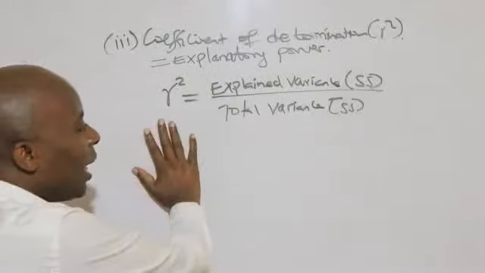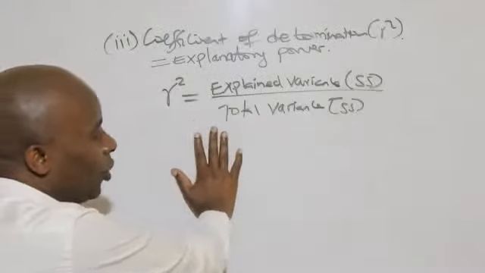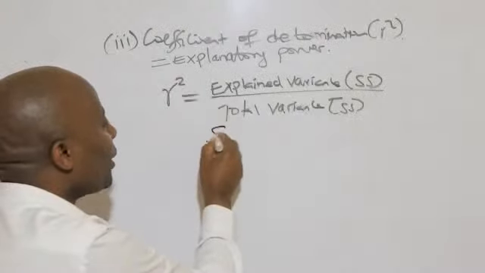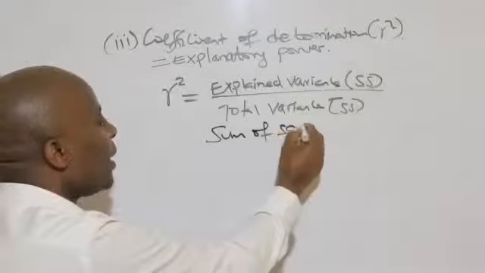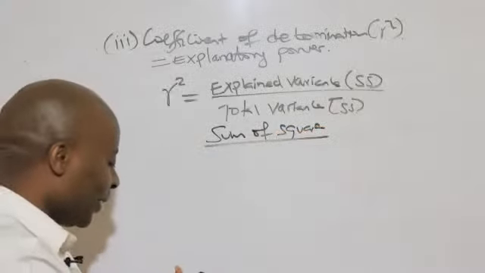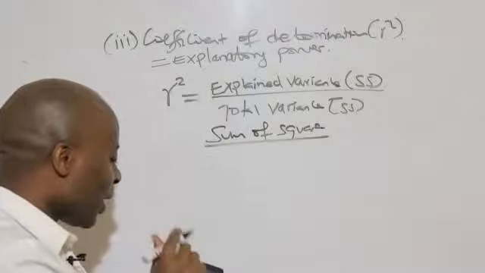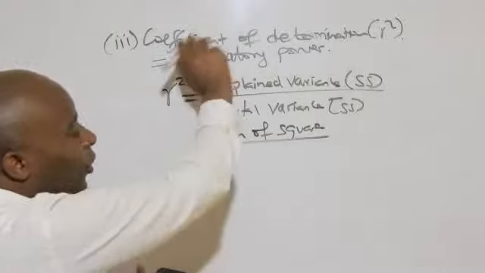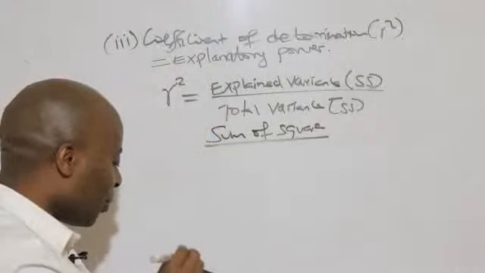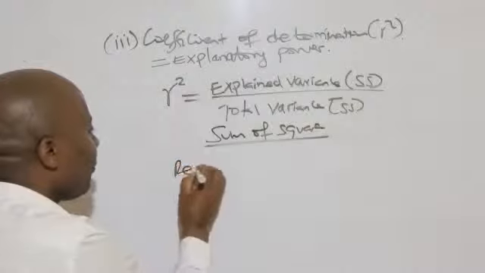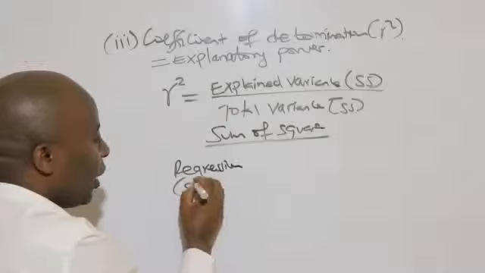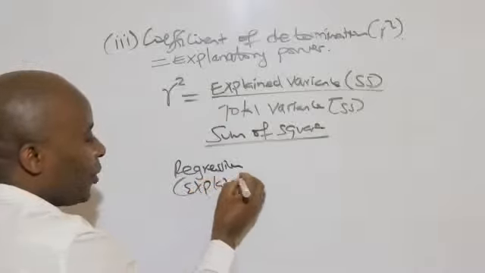So R squared is explained variance over total variance. Let us go to the sum of squares. The sum of squares, remember, you normally get it from the ANOVA table. I'm able to see the regression. The regression sum of squares are the ones we call explained.